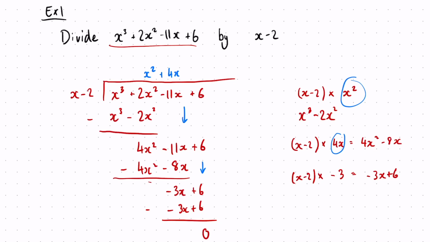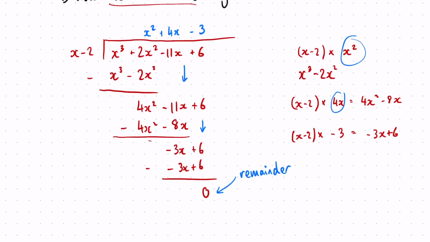And at the top we're going to put what we multiplied by, which is minus 3. So here, our remainder, this value, is 0. Which means that x minus 2 completely fits into x cubed plus 2x squared minus 11x plus 6, and that is known as a factor. So, if it fully fits in, we call our term a factor.